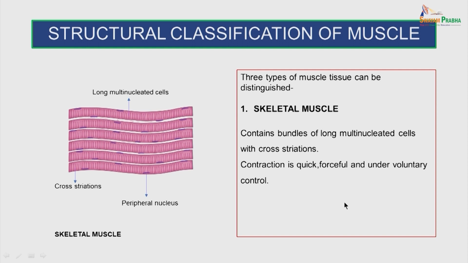The structural classification of muscle. So, 3 types of muscle tissue can be distinguished. The skeletal muscle. It contains bundles of long multinucleated cells with cross striations. The contraction is quick, forceful, and under voluntary control. So, these are the long multinucleated cells with cross striations.